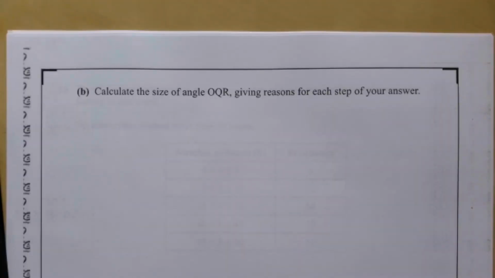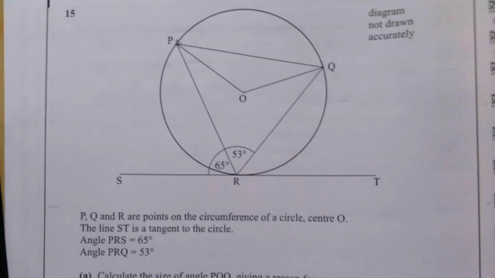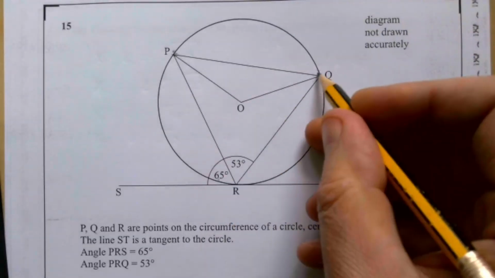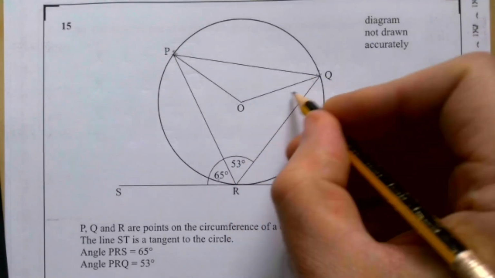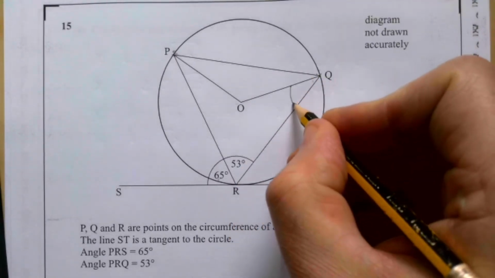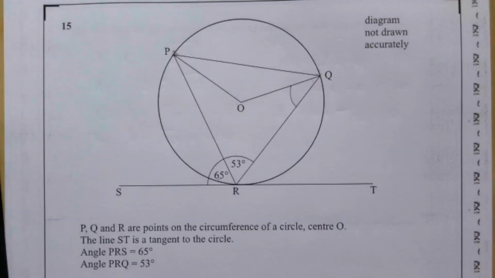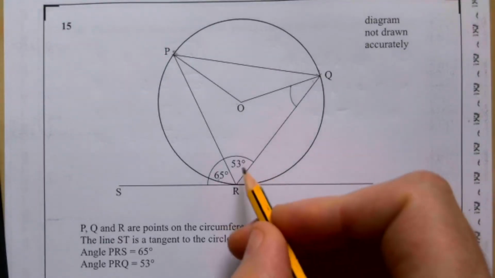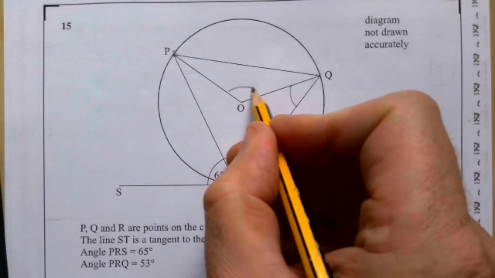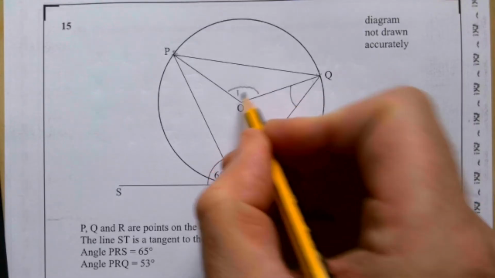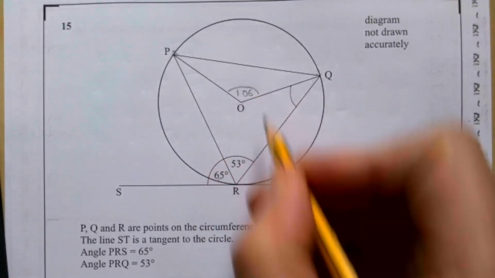Calculate the size of angle OQR, giving reasons for each step of your answer. So let's go back. It is OQR that we need, so we need that angle there. We could do it a couple of different ways. We know that's 106. We've just written that in.